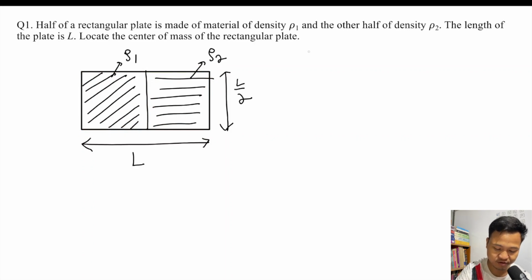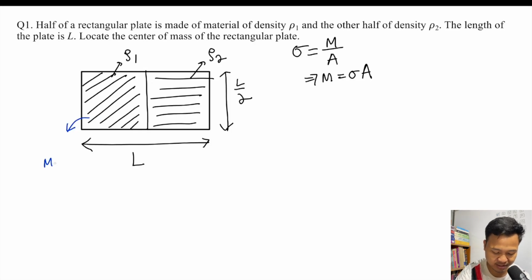Now we apply the formula: m1 x1 plus m2 x2 by m1 plus m2. To get m1 and m2, we use sigma, mass per unit area. The total mass divided by area gives mass per unit area, so mass is sigma into area. Let's say the mass of the first half is M1. M1 is rho into area, which is length into breadth.